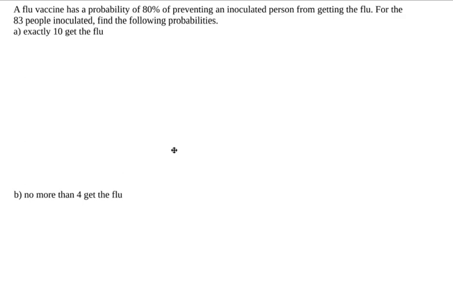In this example, we have a flu vaccine. The flu vaccine has a probability of 80% of preventing an inoculated person from getting the flu. For the 83 people inoculated, find the following probabilities.